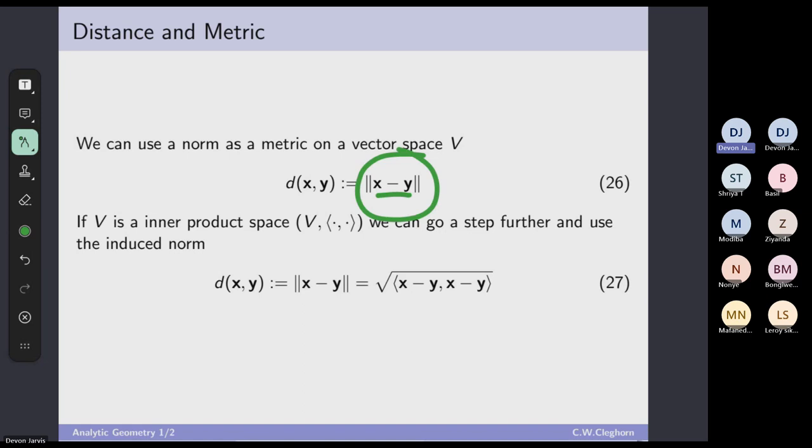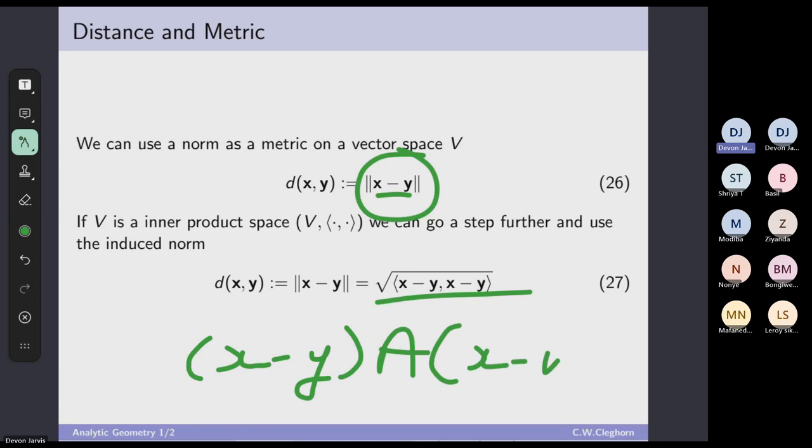So we use an inner product to induce a norm. We then use the norm to define a distance or a metric. Which is also why that A matrix is called our metric tensor. When we do something like this, you end up getting X minus Y times A times X minus Y, transposed. We use it to define a distance, to define a metric. It is our metric tensor.